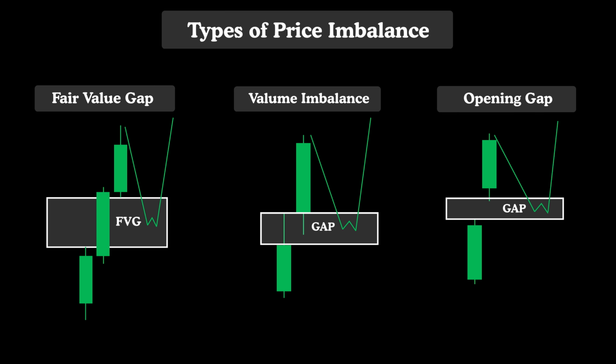It's essential to understand the contrast between a volume imbalance and an opening gap. During a volume imbalance, trading continues and candle wicks overlap. However, in an opening gap, no trading happens at all. There is simply complete price avoidance, where the market makes 0 transactions in that price range.